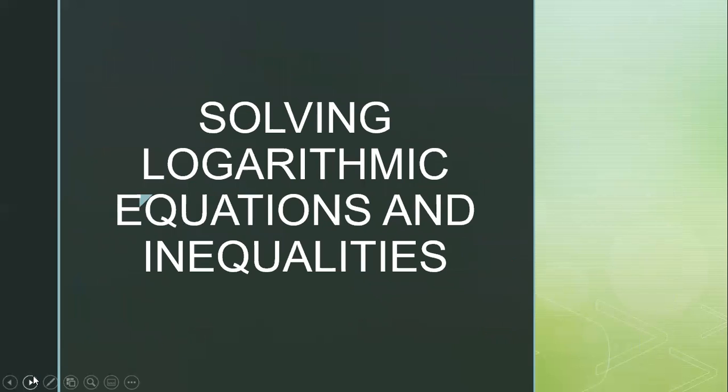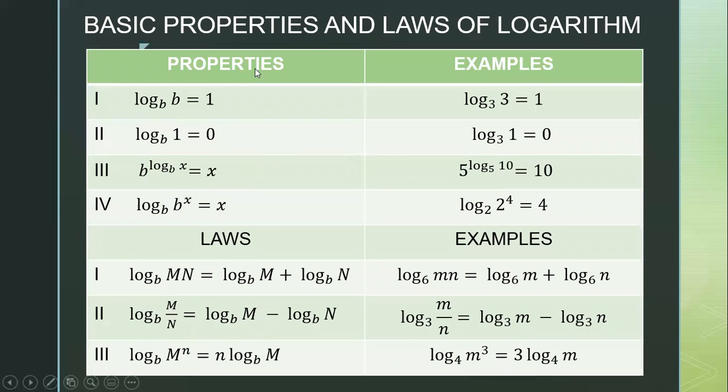Okay, let's have the next topic. Solving logarithmic equations and inequalities. So you have to consider the following properties and laws of logarithm in order for you to solve logarithmic equations and inequalities. As for our first property, if we have the logarithm of b to the base b, so if that is the same, automatically that is equal to 1. No need to solve for that. If we have the logarithm of 1 to the base b, that is automatically equal to 0.